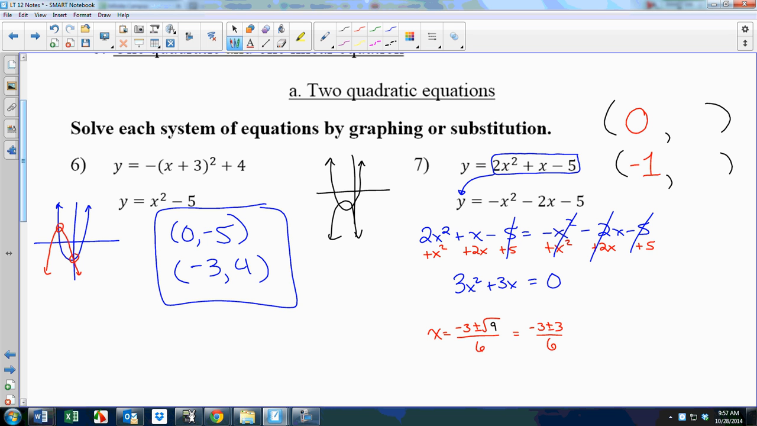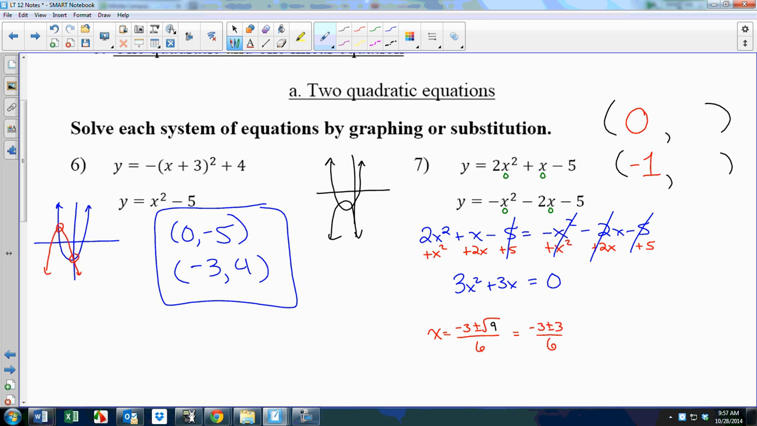In fact, we could probably do the 0 in our head. What happens, and I'll erase the substitution part. What happens when you put a 0 there and there, there and there? What happens in the first equation? What do you get? You get 0 plus 0 minus 5.